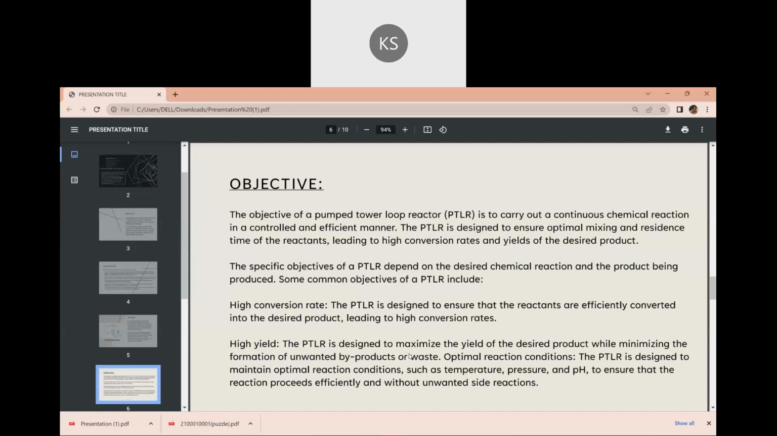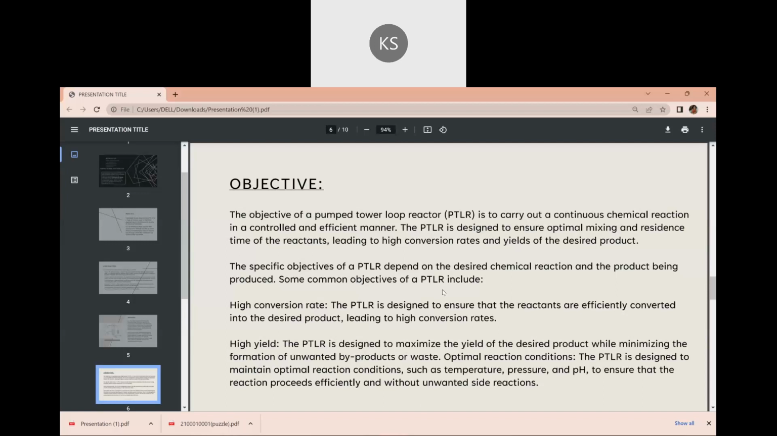Since a large amount of reactants continuously undergo chemical reactions, and with great monitoring by the instrumentation, at certain conditions the desired product can be immediately obtained. The desired product can be obtained fast, at the optimum, devoid of any impurities. So the pump tower loop reactor is designed for the most efficient way of extracting product from the raw materials.